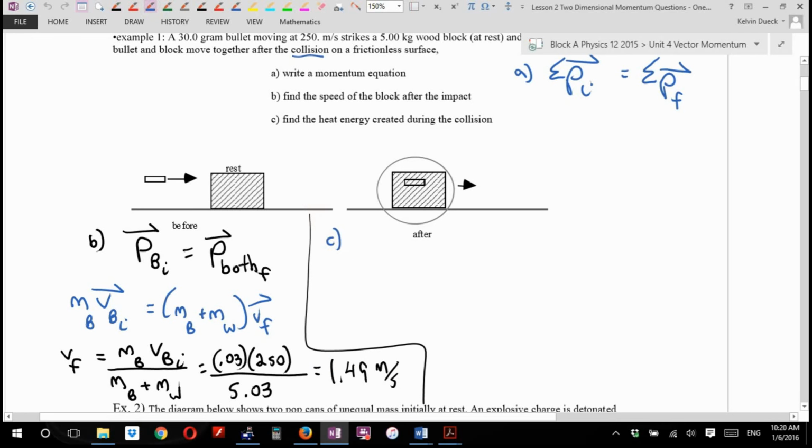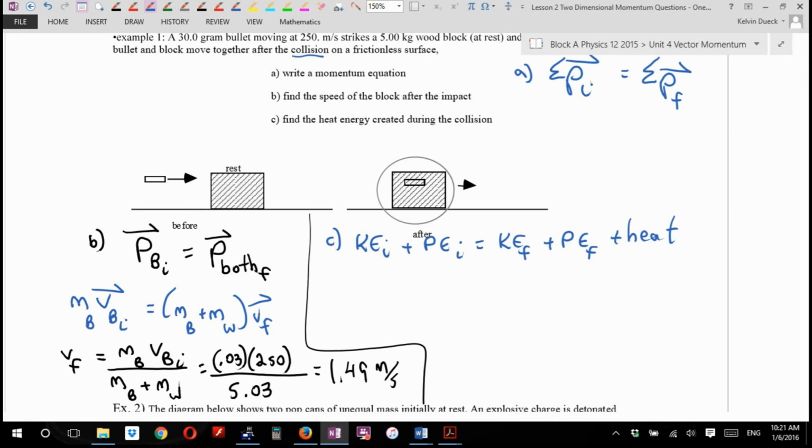C says, find the heat energy created during the collision. What are they asking me to find here? You know what? That's a job for conservation of energy. KE initial plus PE initial equals KE final plus PE final plus heat. Are we starting on the ground with everything? Yeah. Are we ending on the ground with everything? Yeah. Okay, the bullet's in the air, but is the bullet changing height at all? So is there any change in potential energy?